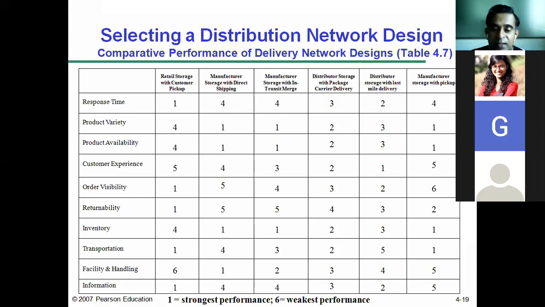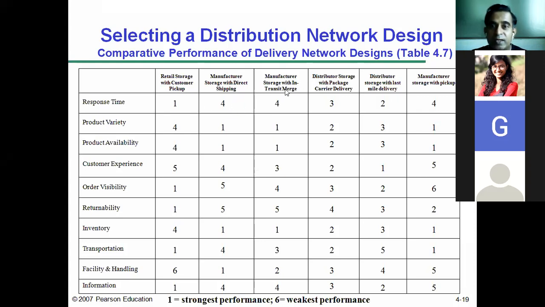We pick up the products from the shelf, come to the point of sale, and make the payment. Instantly the product is handed over to us. That's why retail storage with customer pickup scores highest on response time, the fastest delivery. Then manufacturer storage with direct shipping scores 4, which is below average.